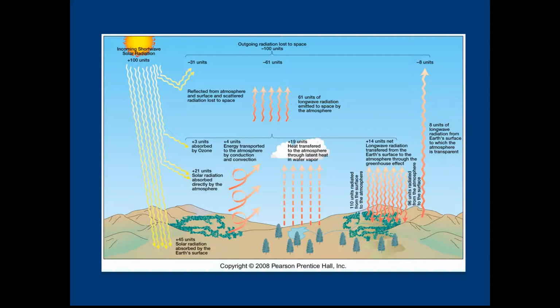Some of this energy is going to be absorbed inside the atmosphere before it even reaches the Earth. And that can have varying effects on different things. In fact, if we didn't have things like the ozone absorbing some of this, the Earth would not be a livable surface.